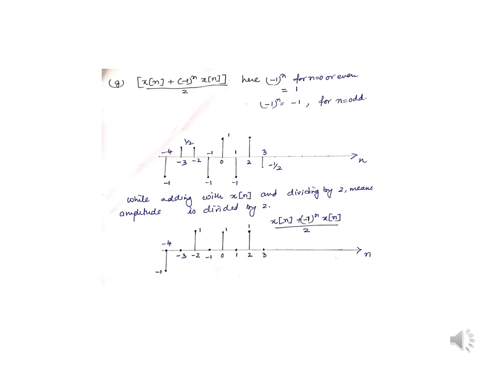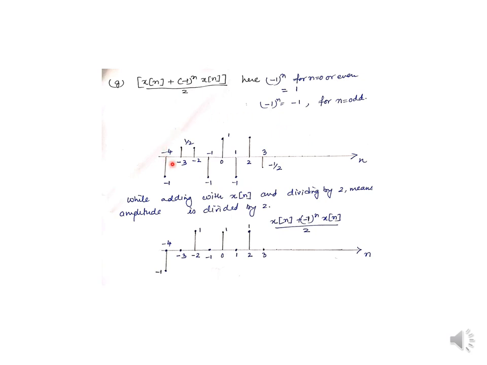The last part is, suppose you have to find x of n plus minus 1 raised to the power n, x of n, divided by 2. Always remember, when you have minus 1 raised to the power n, if you put n equals 0, the answer will be 1, or if you put any even number, or you can say even values of n, then the answer will be 1. When you put an odd value of n here, it will be minus 1. So this is the plot of your minus 1 raised to the power n into x of n.